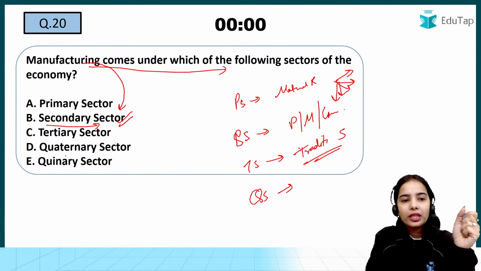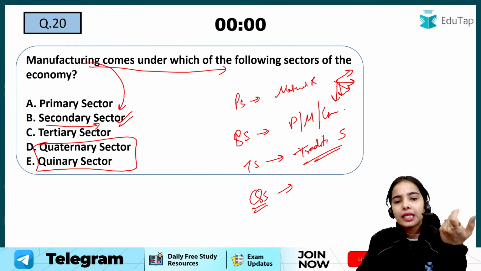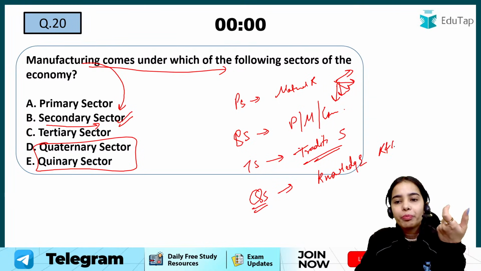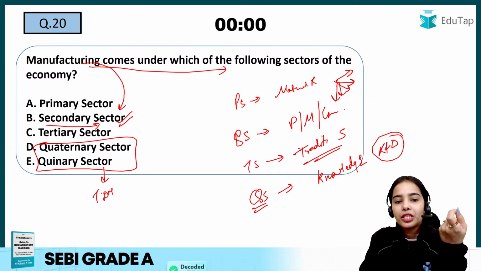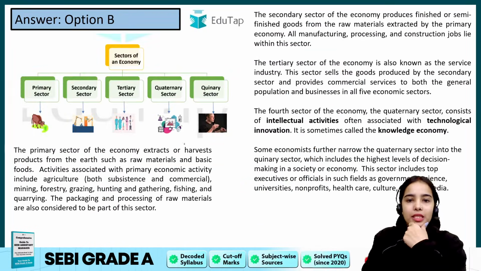Quaternary sector and quinary sector, these are quite new terms. We can say quaternary sector includes all the activities that are related to the knowledge economy, that is related to research and development, innovation and such. Quinary sector is related to decision making, the top decision makers in a company or in the country. Okay, so this is the idea.